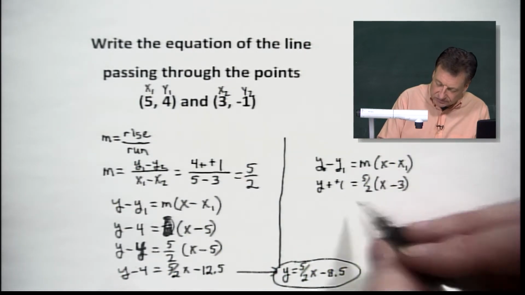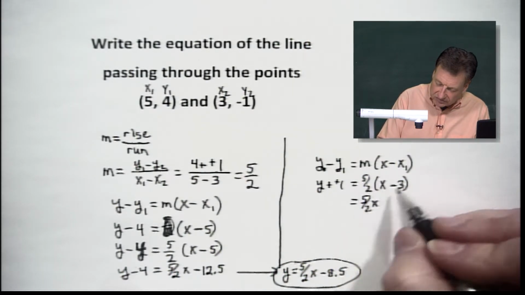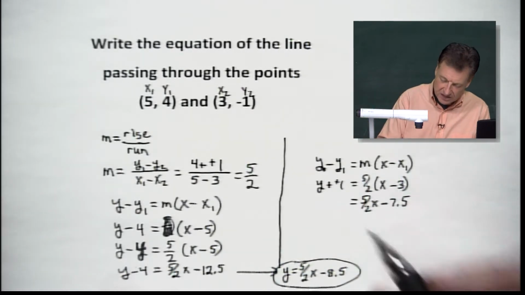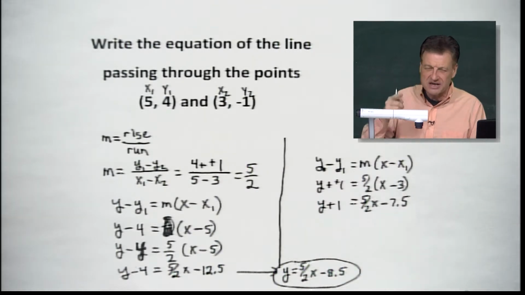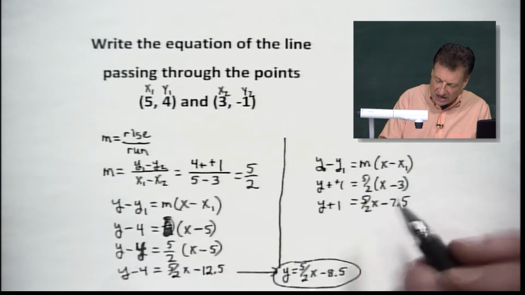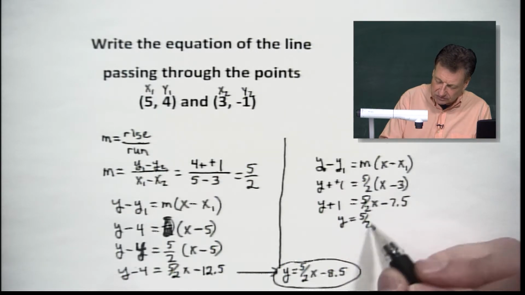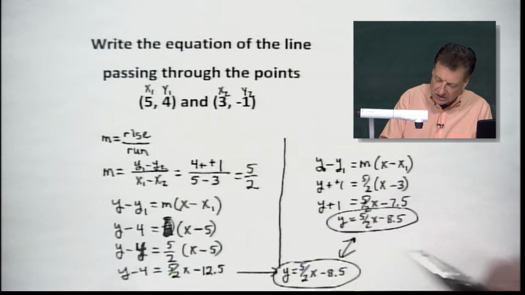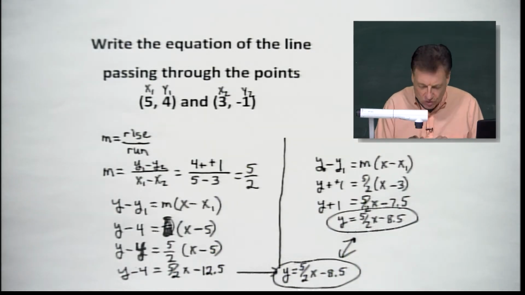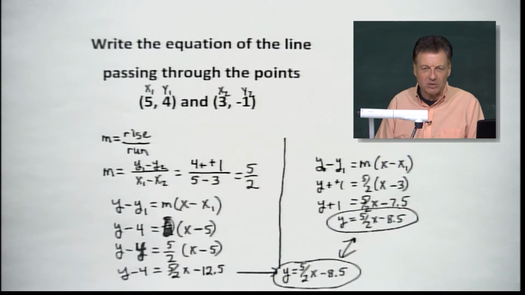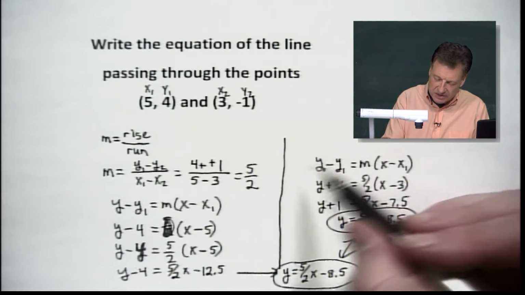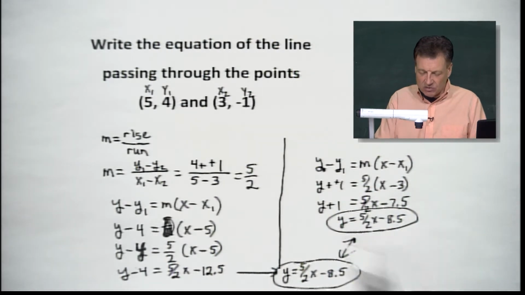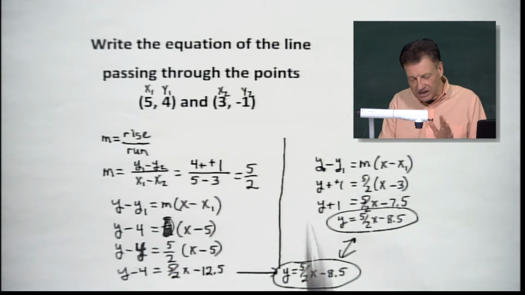All right, distribute. It's going to give us 5 halves x minus, so it looks like 7.5, because that's 15 over 2. So we got y plus 1. That mental math is great to have from time to time, isn't it? Now we subtract off. We got y equals, it looks like the same value. And it should be. What I wanted you to notice is that either point you use will get you to the same y equals mx plus b moment, all right? And again, this is called point slope, where we take y minus y1 equaling the slope times x minus x1. We found the slope by using rise over run, so that one had a little bit more work to do in it.